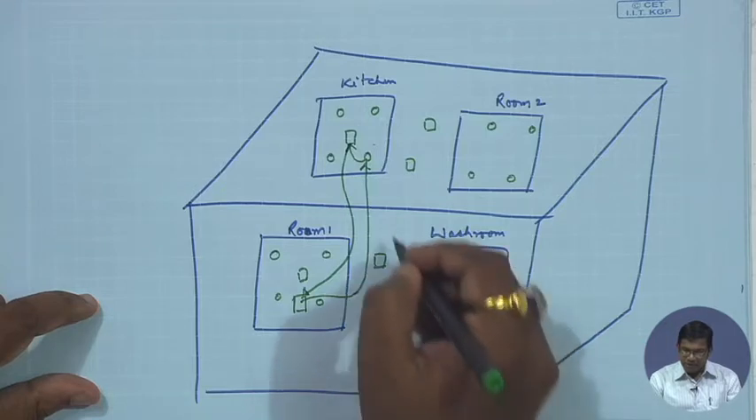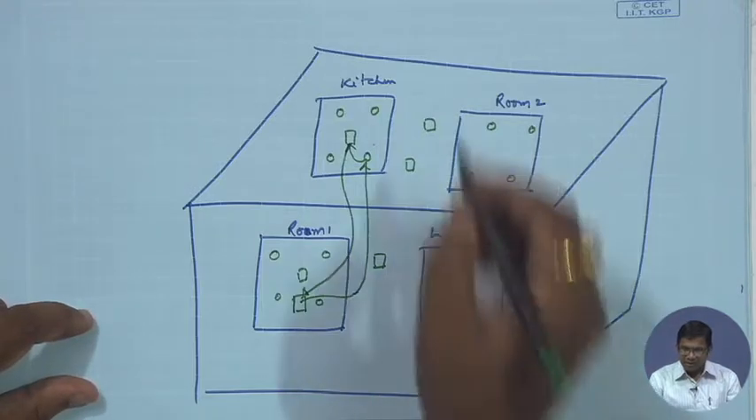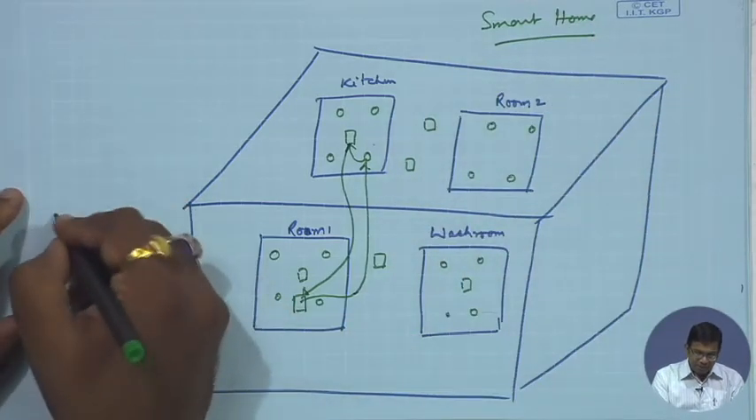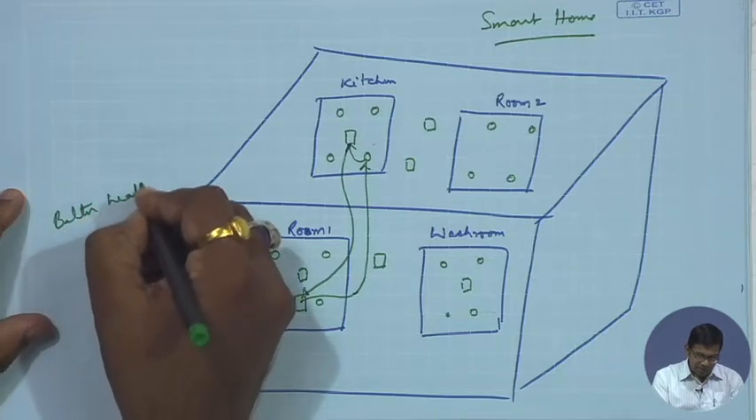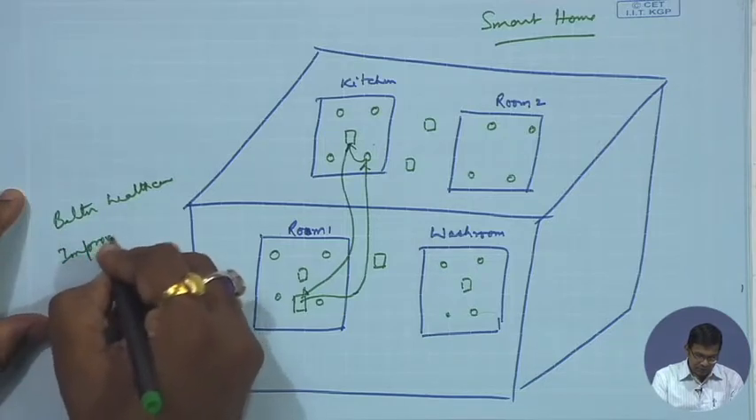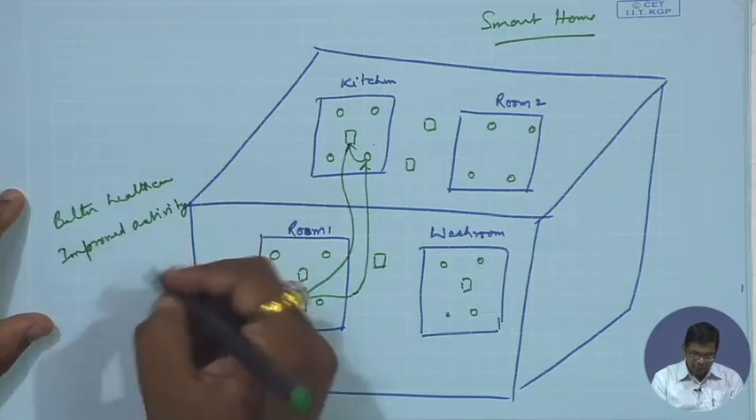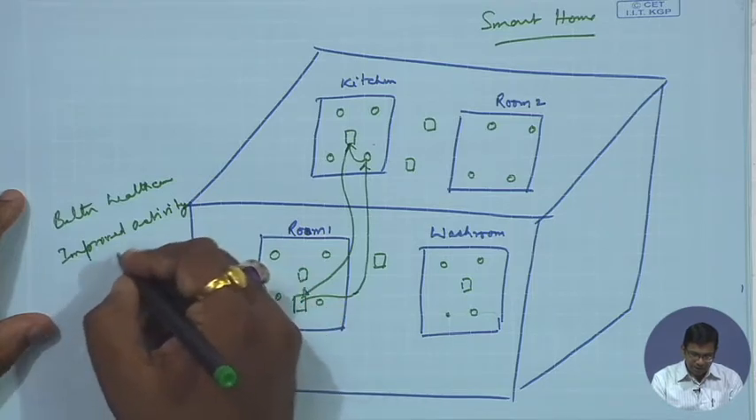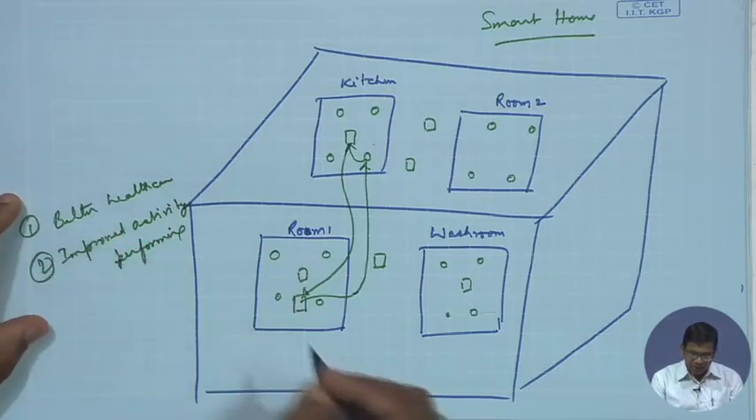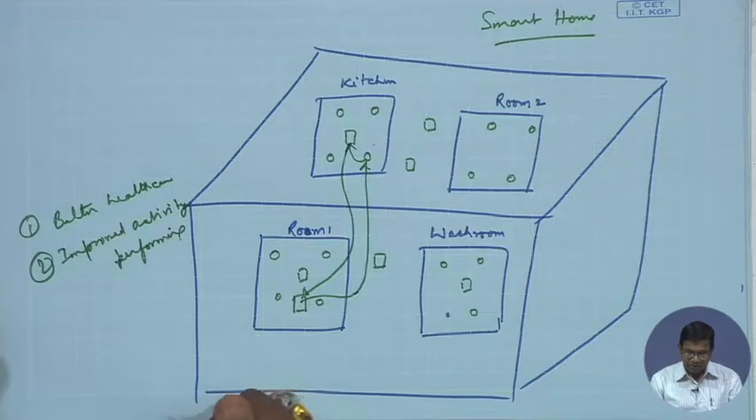Like this, there are other things at home, the different activities that we do at home, which could also be made smarter. So, this is an example of a smart home. In a smart home you need better health care, improved activity performing, and so on. Whatever regular activities you do can also be improved, so that they can be done efficiently.